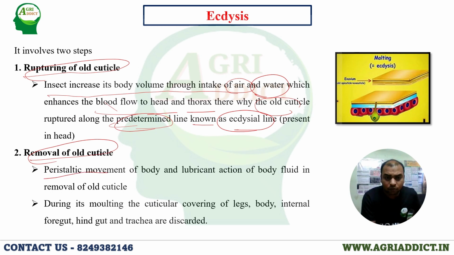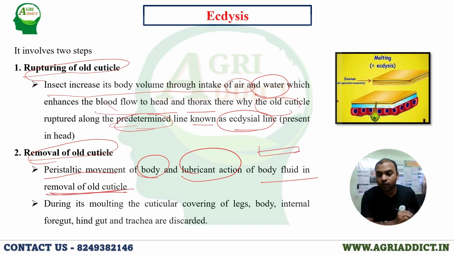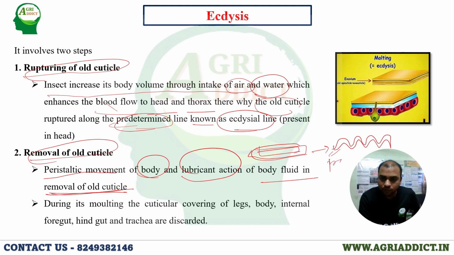And what is there in the removal of the old cuticle? Due to the peristaltic movement of the body and the lubricant action, the old cuticle is removed. The insect cuticle has already ruptured, but it is still in an intact form. So it will have a peristaltic movement like this, up down, up down. When that happens, the old cuticle is removed properly. This is the peristaltic movement.